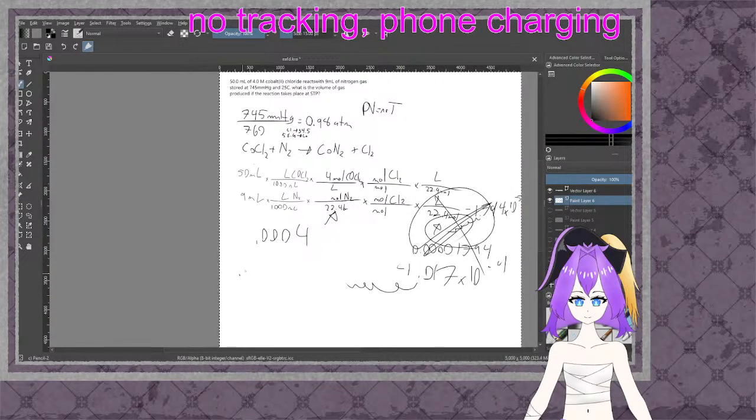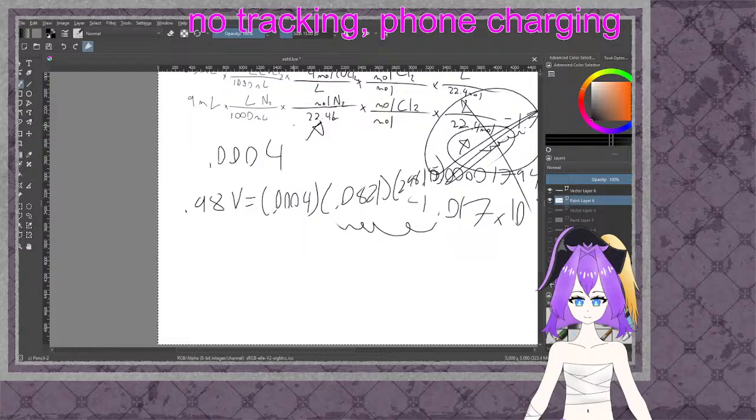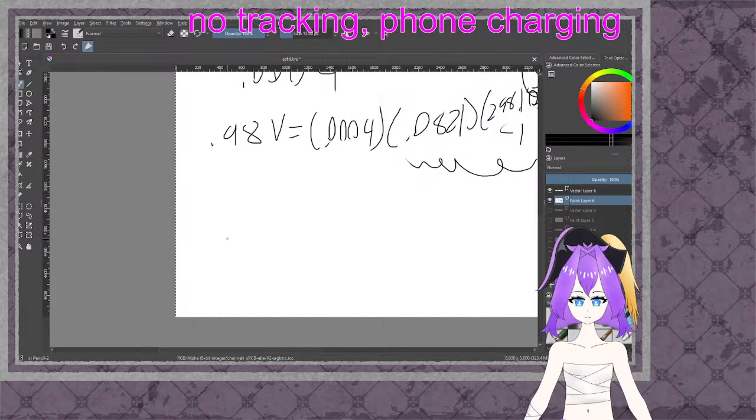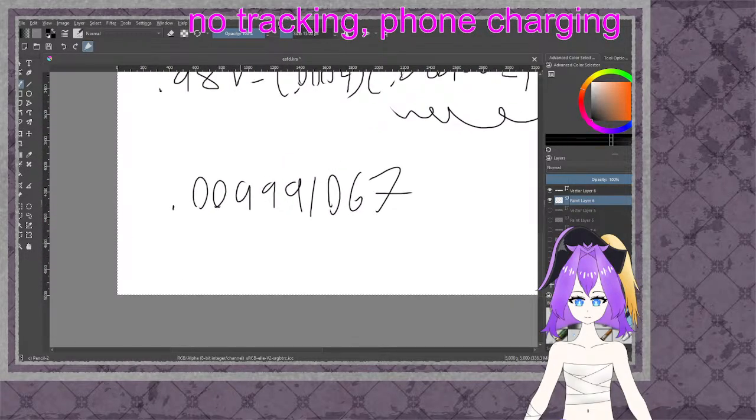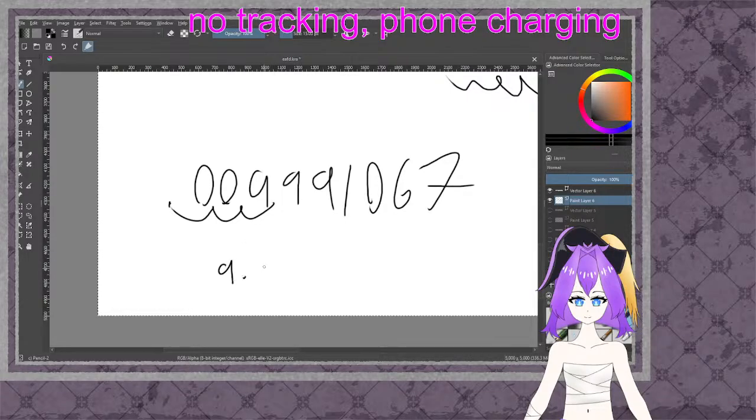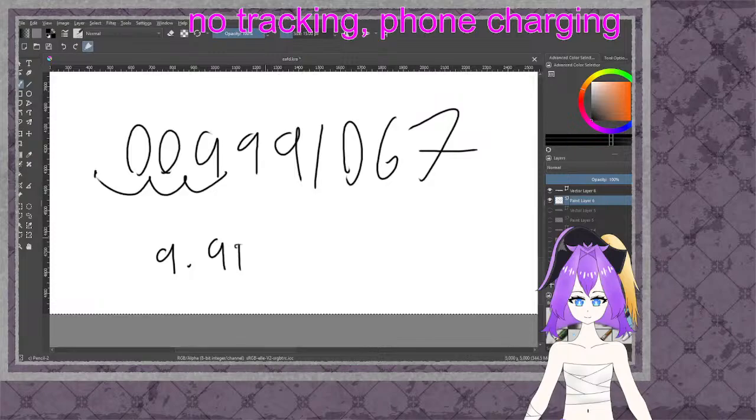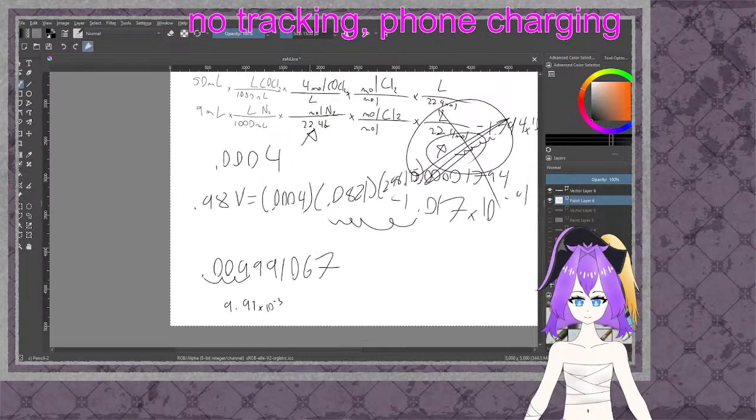Okay, so our pressure is 0.98. And now we have our moles, which is 0.0004, 0.0821 times 273.15 plus 25 is 298.15. So 298.15 times 0.0821 times 0.0004 divided by 0.98, and we get some incredibly stupid number, 0.00999167. This probably goes on. Yes, so we can cut it off to 9.91 times 10 to the negative third. Okay, and that's number 6.